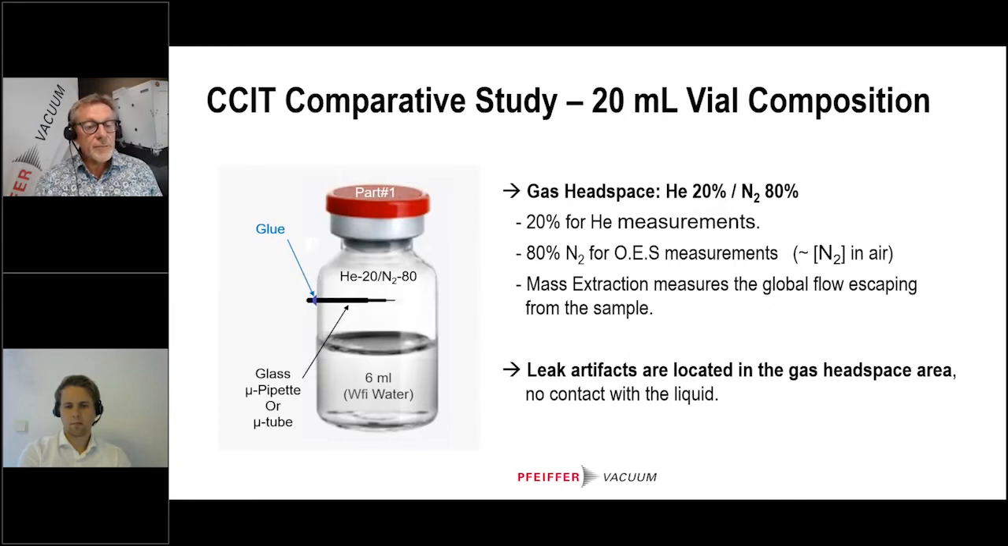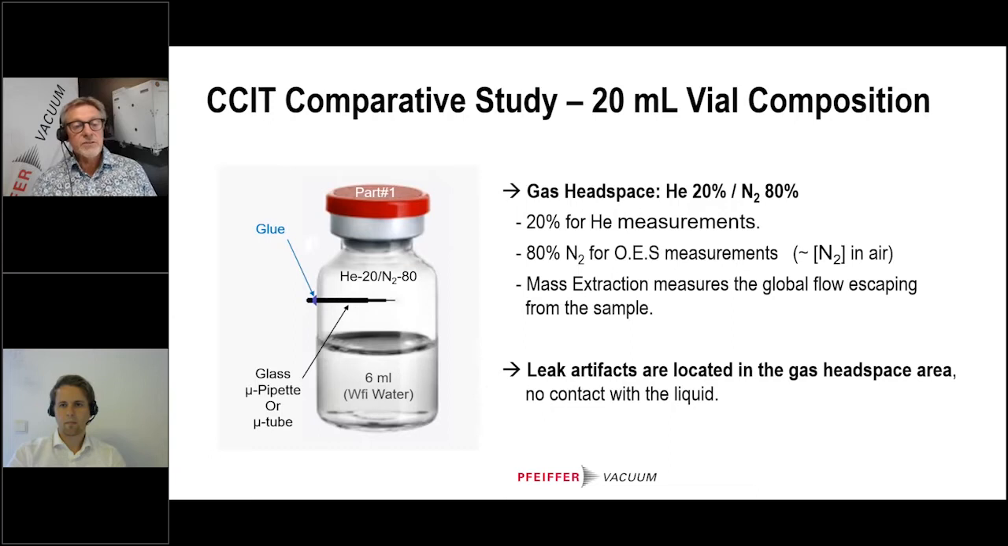And as a gas headspace, of course, because we want to perform measurement with helium, with OES and mass extraction, we have to put helium inside. So we decided to work with a gas mixture, 20% helium, 80% nitrogen, because 80% nitrogen is close to the natural concentration of nitrogen in air.